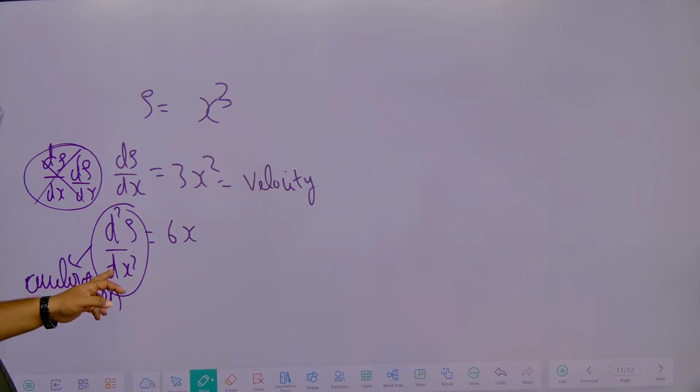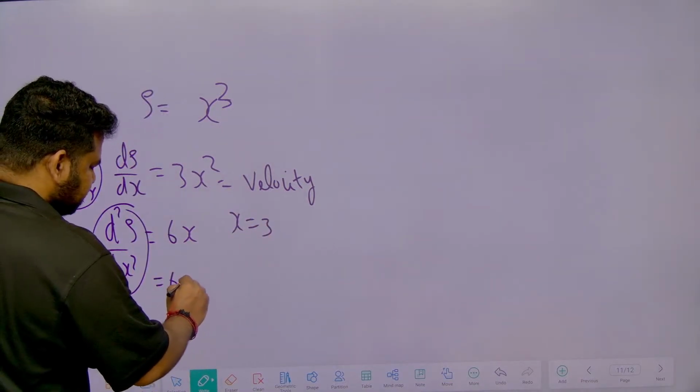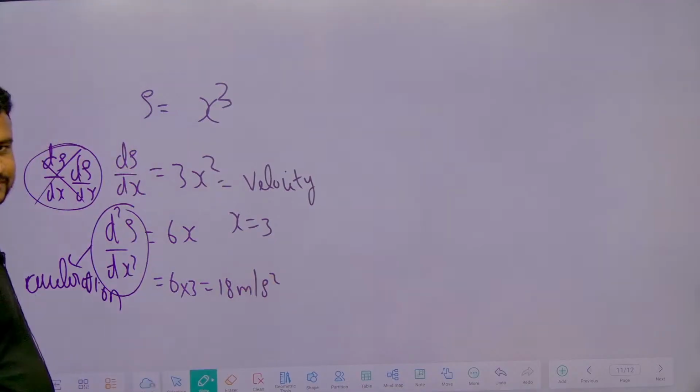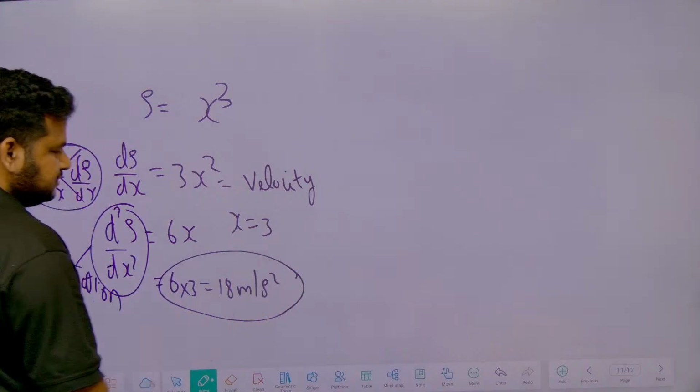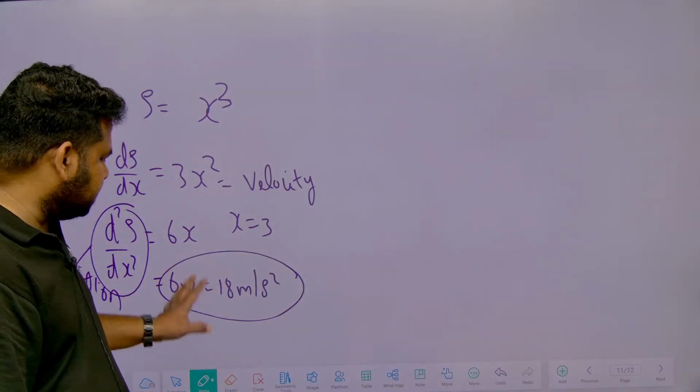d square y by dx square is equal to 6. Suppose they give the value of x as 3. So what is the acceleration if they ask? 6 into 3 is 18. You will get 18 meter per second square. That's it. Clear? That is what you have to know.